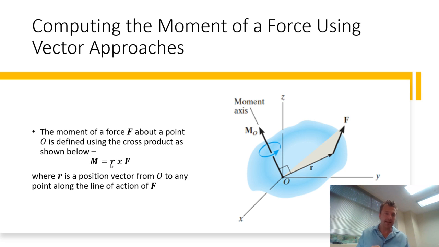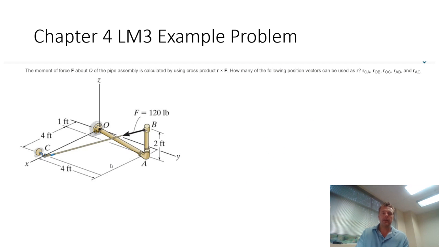So the key point to realize is that your position vector is not unique. And being good at these problems, or at least being efficient at these problems, oftentimes means choosing the position vector that results in the least amount of computations. And we will see that in a minute in one of the examples.